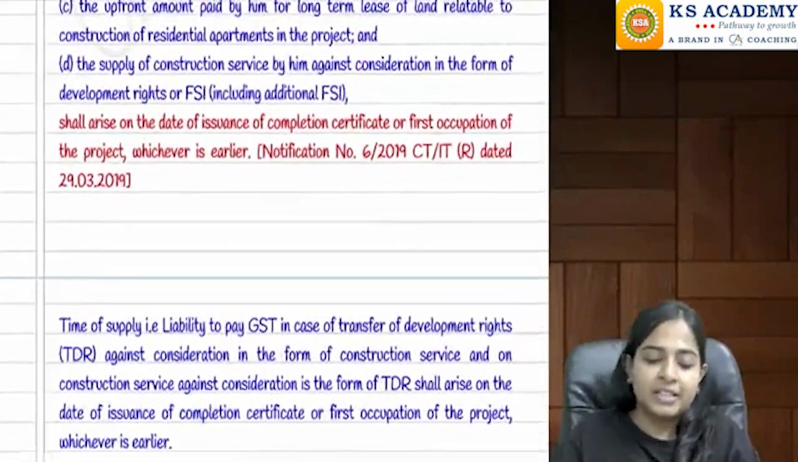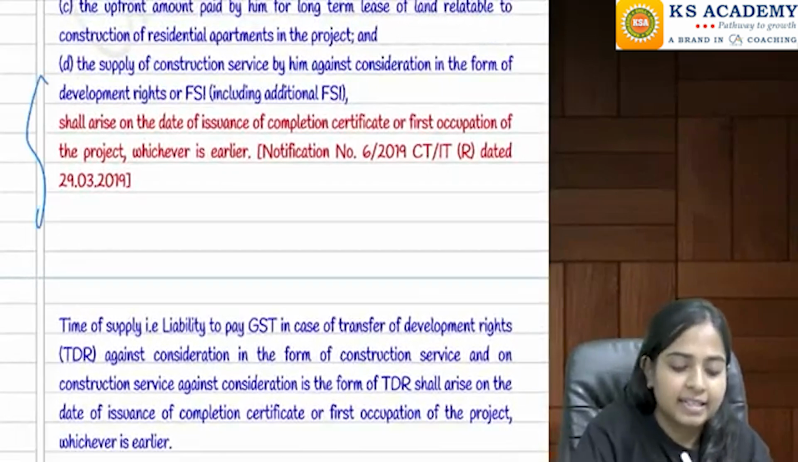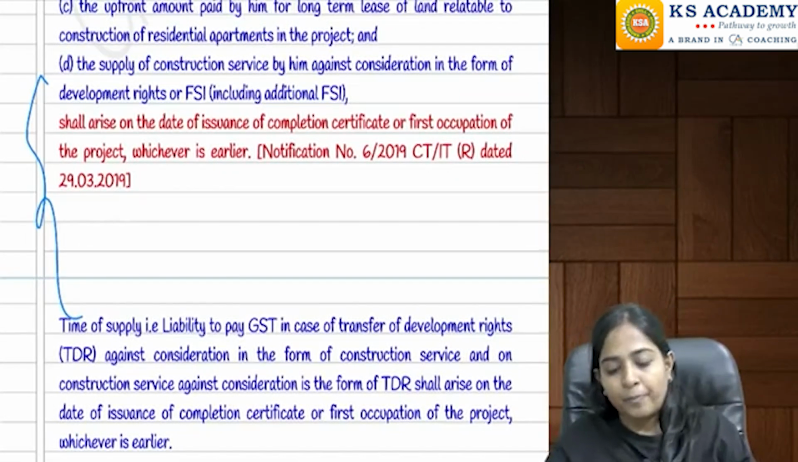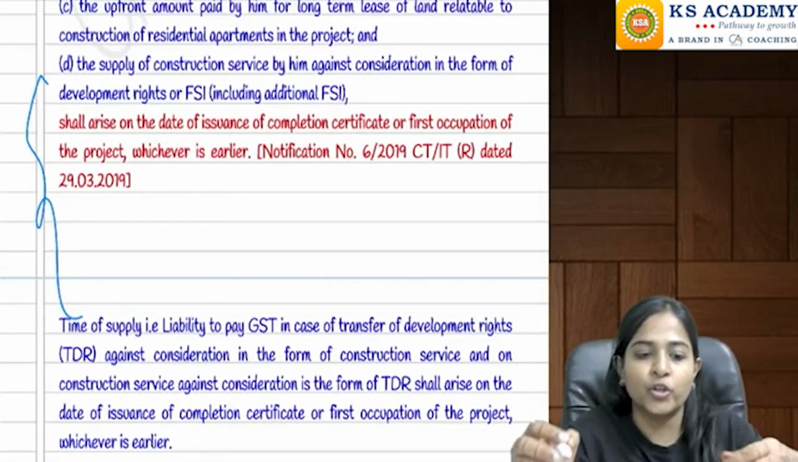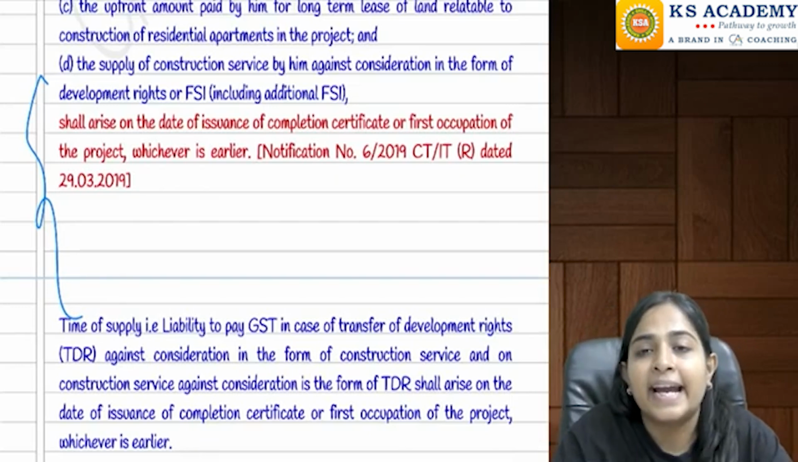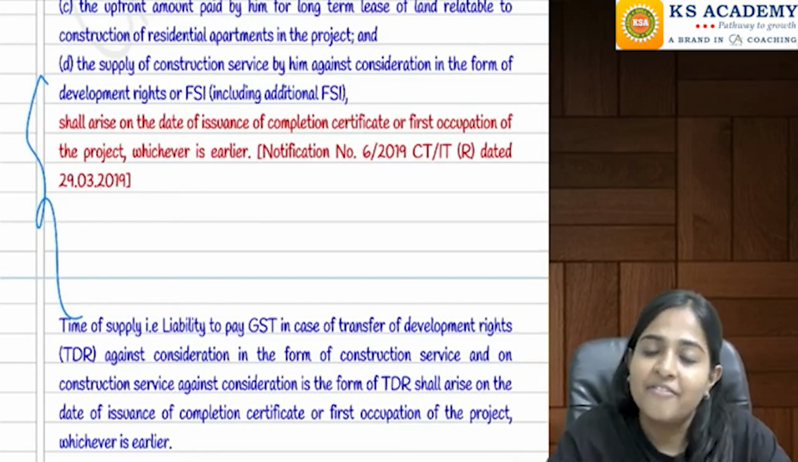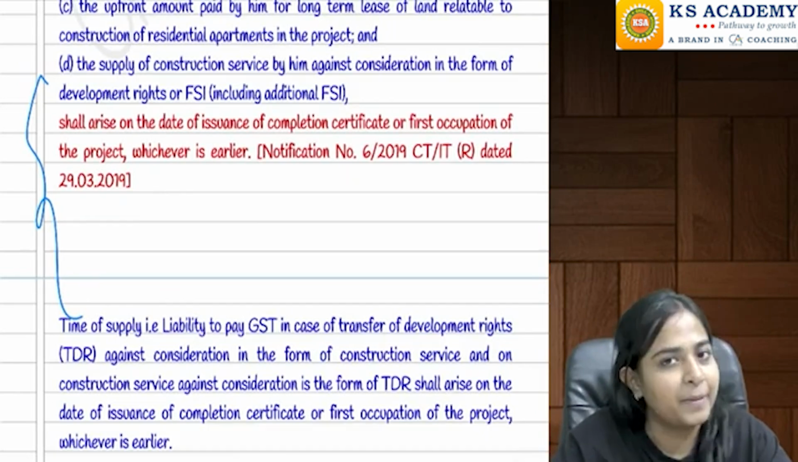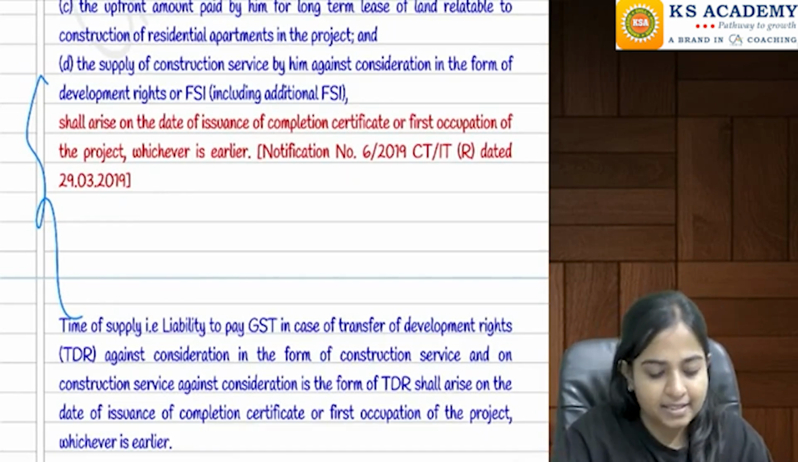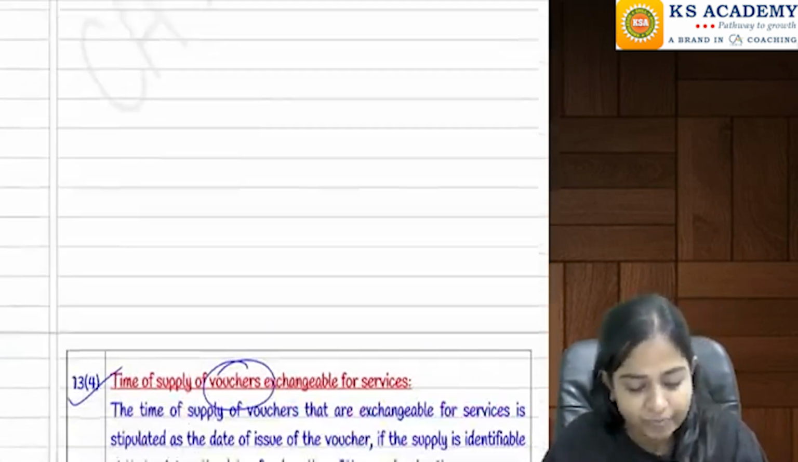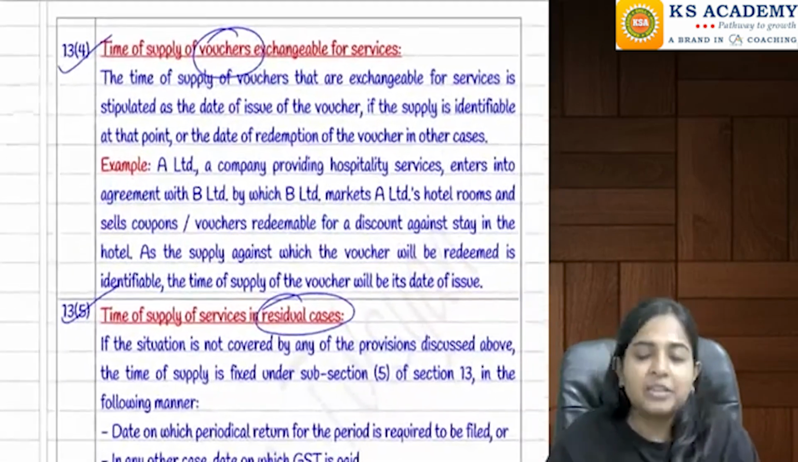Very clear with this? Yes, and this is written here in your book. Also, you should be able to recollect that the entire amount is not taxable. The entire consideration is not taxable. We have already discussed this in the previous chapters. Then after that, section number 13(4).